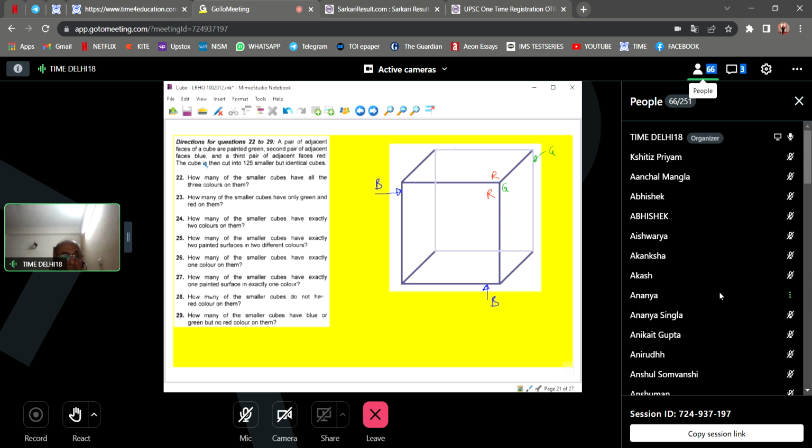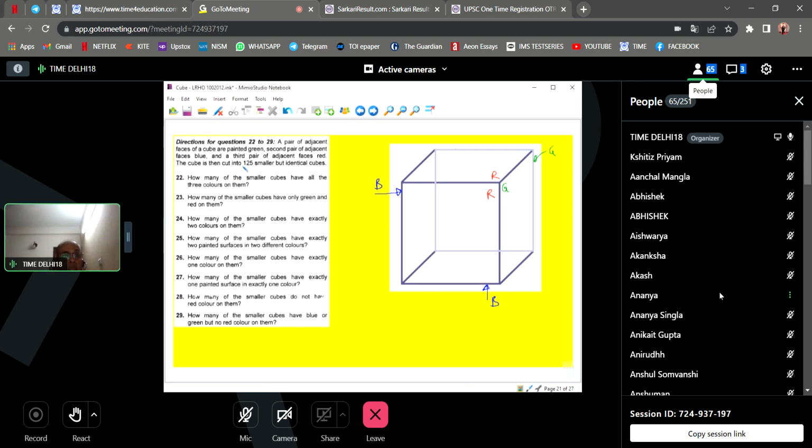A second pair of adjacent faces is blue. एक मैंने left वाला ले लिया, एक नीचे वाला ले लिया. Then it says, and a third pair of adjacent faces red. I've taken the front and the top as red. So these two are adjacent, right and back, and bottom and the left are also adjacent.